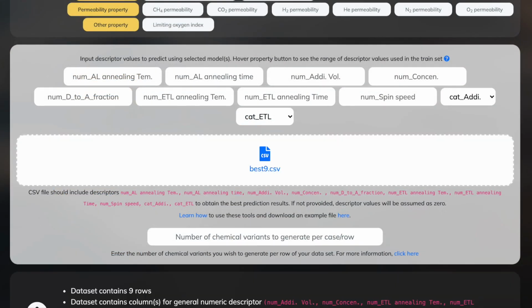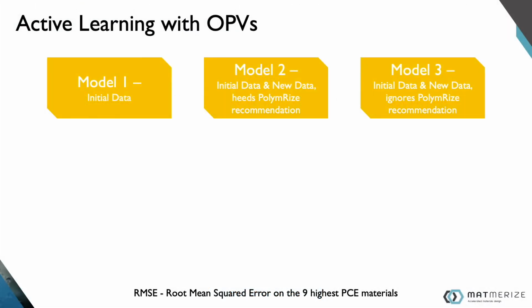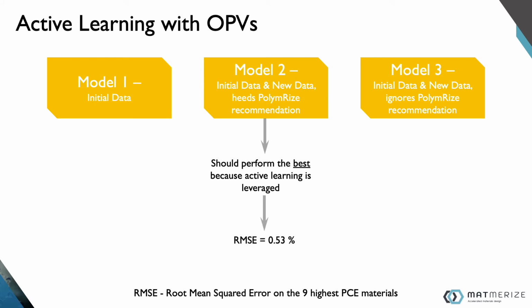Let's see how each model performed, starting with Model 2. As a reminder, Model 2 was trained on the initial 86 data points, plus 10 more points that PolymRize suggested using active learning. So, it should perform the best. We find that this model is able to predict power conversion efficiency to an error of just 0.53%. Let's move on to Model 3.